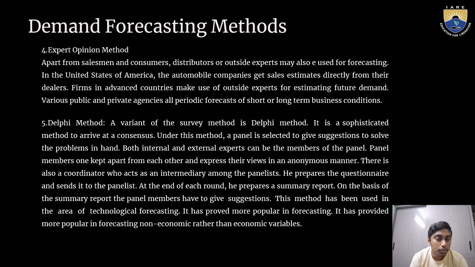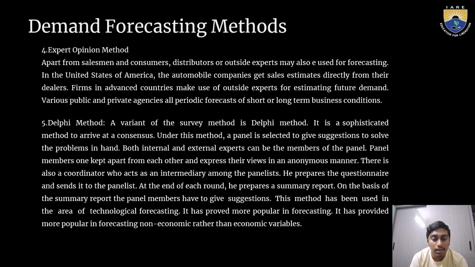Fourth one is expert opinion method. Apart from salesmen and consumers, distributors or outside experts may also be used for forecasting. In USA, the automobile companies get sales estimates directly from their dealers. Firms in advanced countries make use of outside experts for estimating future demand. Various public and private agencies make periodic forecasts of short or long-term business conditions.